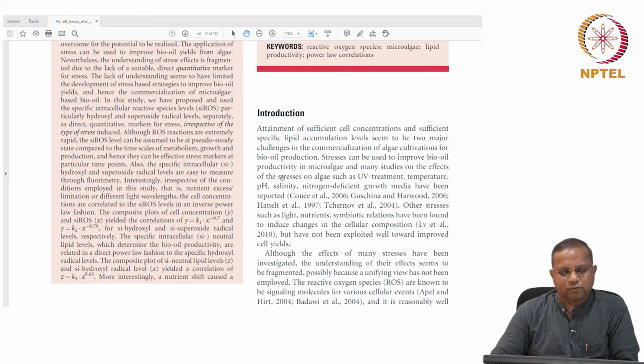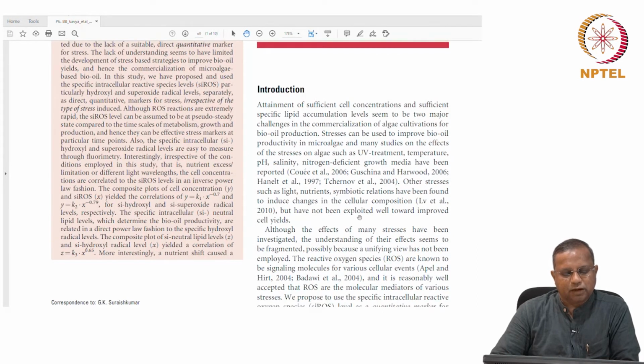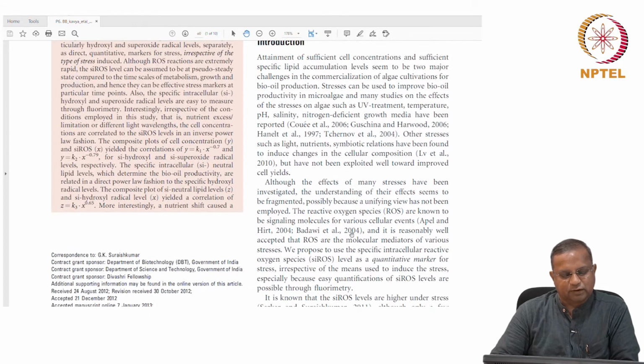Stresses can be used to improve bio-oil productivity in microalgae, and many studies on the effects of stresses on algae, such as UV treatment, temperature, pH, salinity, nitrogen deficient growth media, have been reported. Other stresses such as light, nutrients, symbiotic relations have been found to induce changes in the cellular composition and so on and so forth, but have not been exploited well toward improved cell yields. Although the effects of many stresses have been investigated, the understanding of their effects seems to be fragmented, possibly because a unifying view has not been employed.